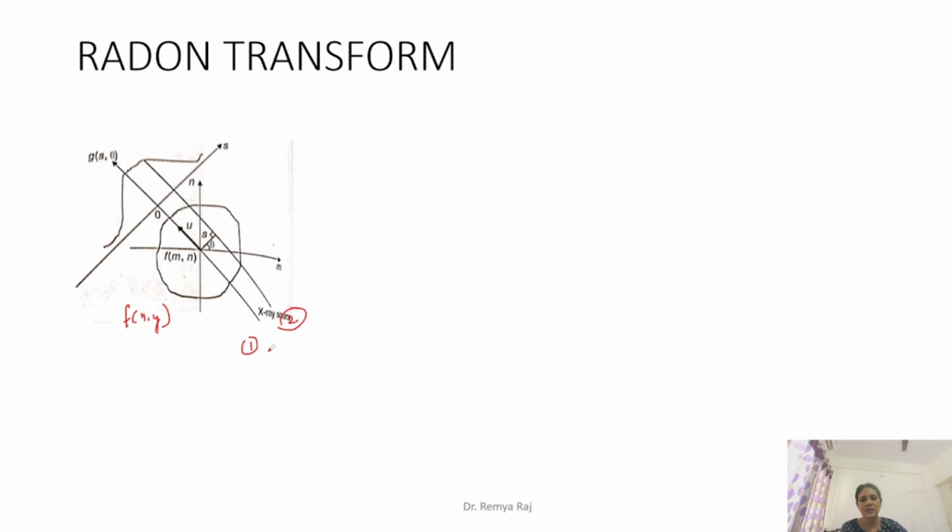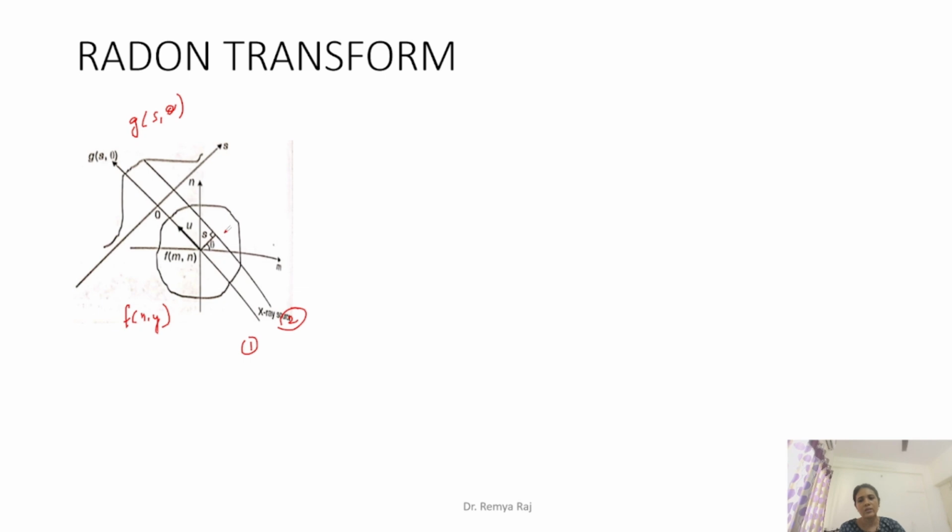X-ray beam 1 passes through the origin, and the projection we get is g of s comma 0. X-ray beam 2 is at a distance s from the origin with an angle theta, and that projection we call g of s comma theta.